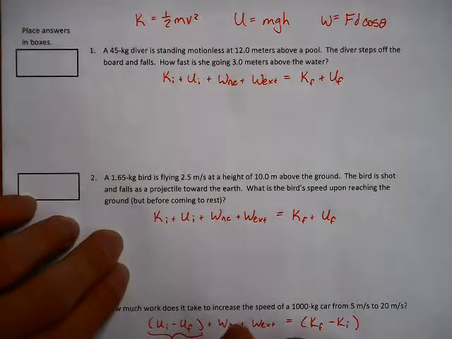So here we have a 45 kilogram diver standing motionless at 12 meters above a pool. The diver steps off the board and falls. How fast is she going 3 meters above the water?